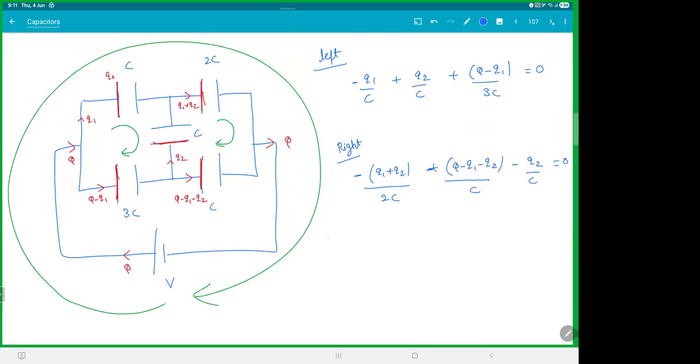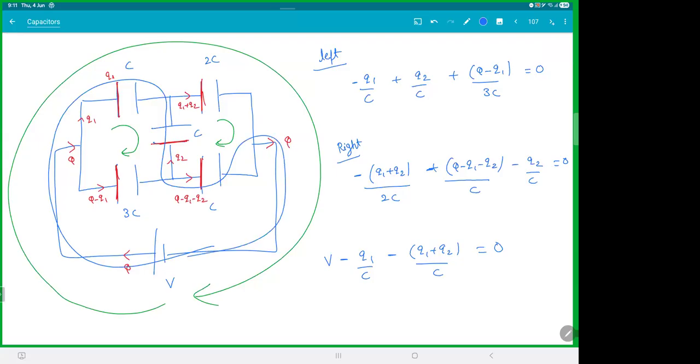I'm taking the big loop. That will be V minus Q1 by C minus (Q1 plus Q2) by 2C. And then you came back to the battery. You could have actually gone like this in the middle, and you could have taken any path. It doesn't matter. Please check your equations. Just have a look at this.